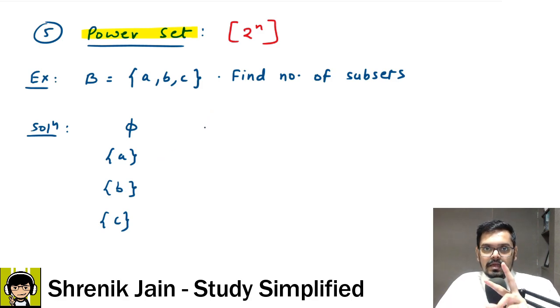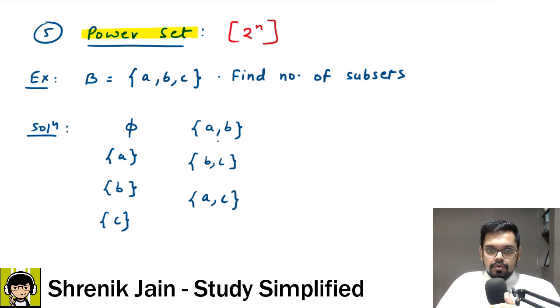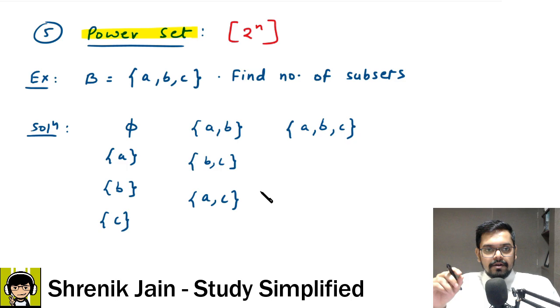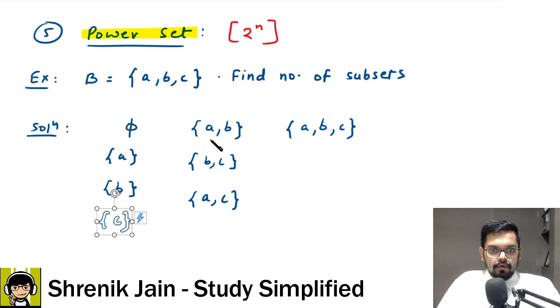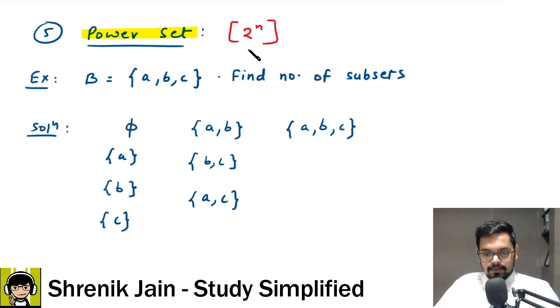Now comes the double element sets. So A comma B, don't say B comma A because order doesn't make any significant difference. So order doesn't matter in the set. So we cannot say B comma A. Then what we can say here, B comma C, definitely. We can also say A comma C. So two element sets are also done. No more combinations are possible here. Then we have three elements, which is nothing but A comma B comma C. That's all. Please count how many subsets you have created from this superset B. 1, 2, 3, 4, 5, 6, 7, 8. So I told you, n equal to 3, 2 to the power 3, 8 possible subsets would be created.